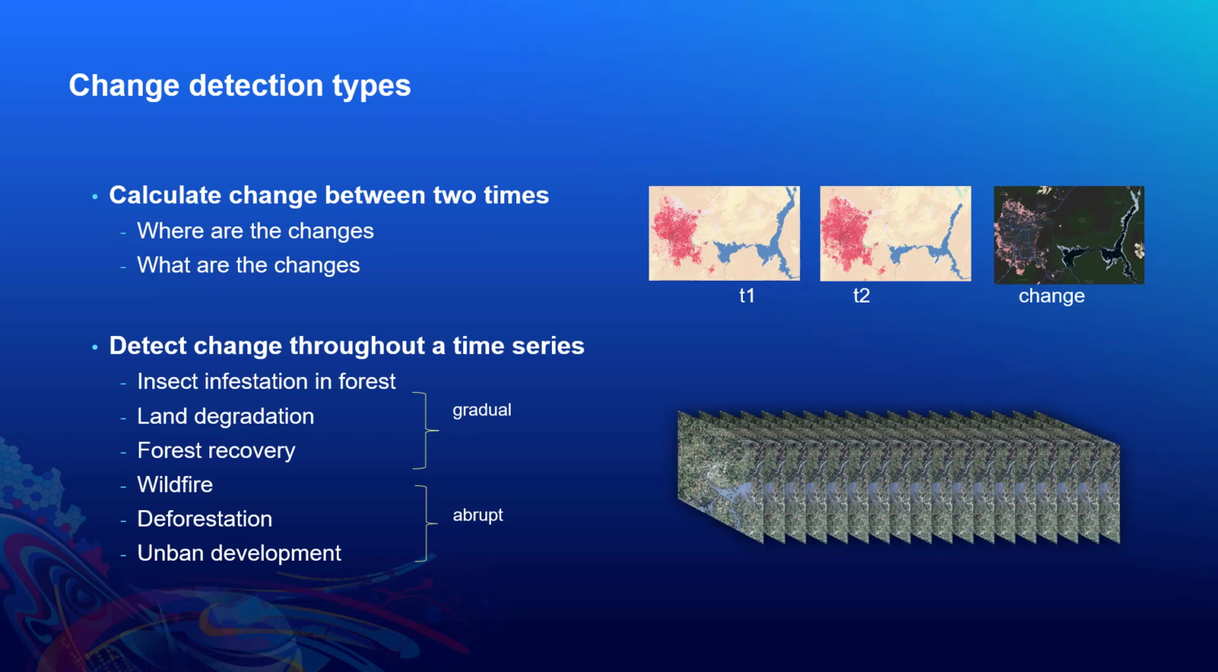Detecting change using two images over the same area taken at different times is a classical image analysis capability, comparing the pixel value change or classifying each image first and then comparing the class change between the two. So with this simple approach, we can find out what the changes are and where the changes are.